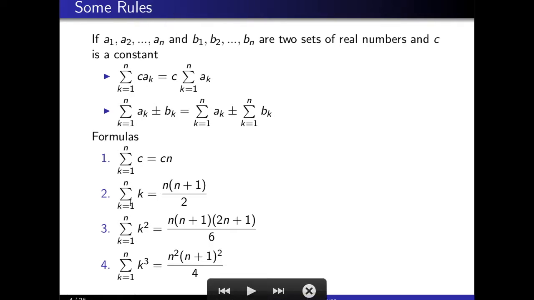We have a sum from k equals 1 to n of just regular k, and that is n times n plus 1 over 2. And then we have these other two sums, so a sum for k squared and a sum for k cubed. Again, you don't necessarily need to know these, but I'm going to refer back to one of them, so I figured I'd mention these here.